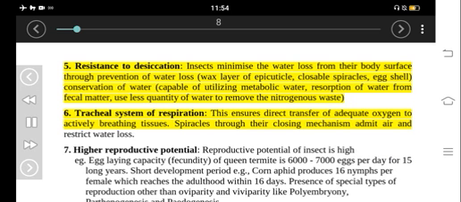6. Tracheal system of respiration. This ensures direct transfer of adequate oxygen to actively breathing tissues. Spiracles, through their closing mechanism, admit air and restrict water loss.